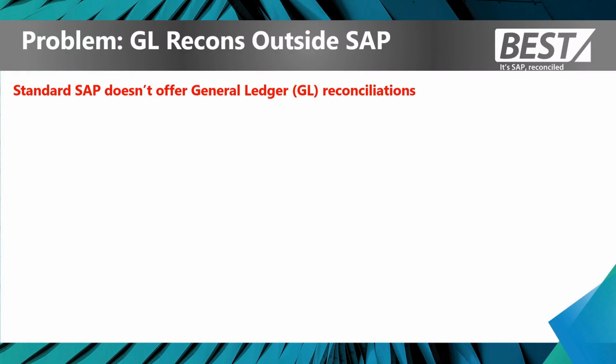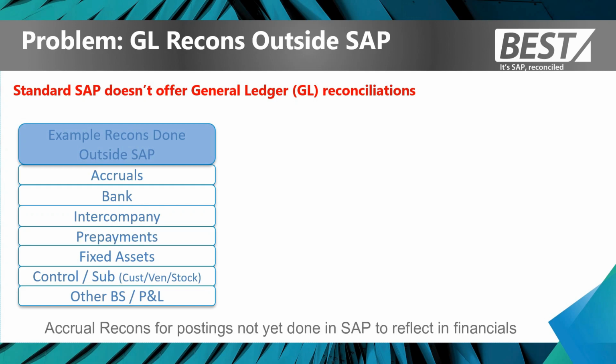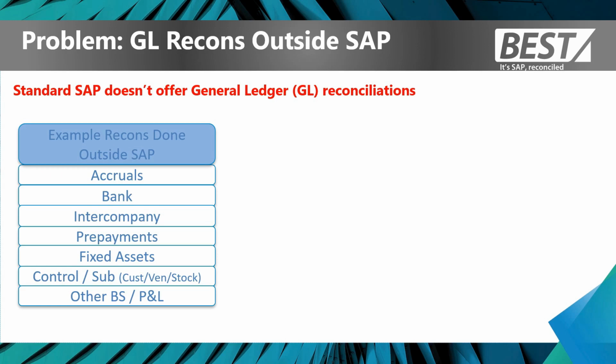So within the standard SAP suite, there is no general ledger or balance sheet reconciliation functionality, and it means that SAP users need to reconcile outside of SAP. Here are some examples of the kinds of reconciliations that accountants are doing during the month-end close period. Accruals for general ledger postings not yet made in SAP, but that should, however, be included in the financials. For example, missing vendor invoices, interest on loans, taxes not yet paid, payroll expenses not yet paid, revenue not yet billed, already earned. And all these accrual accounts need reconciliation to ensure they're correct and complete.